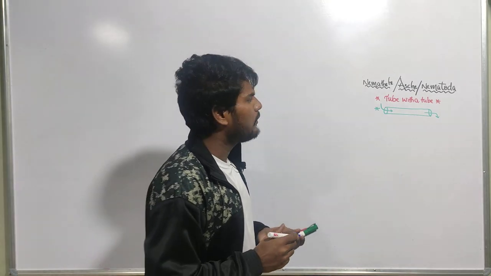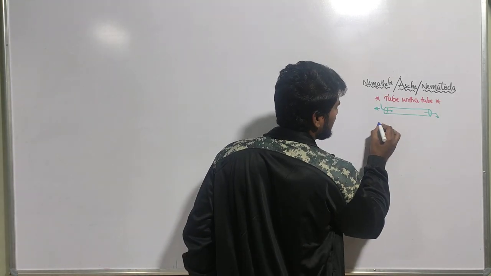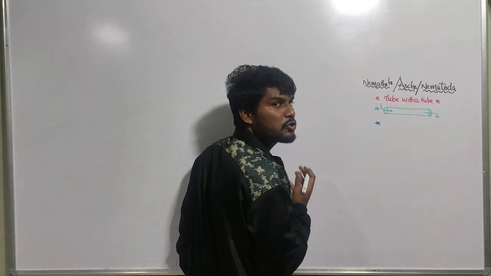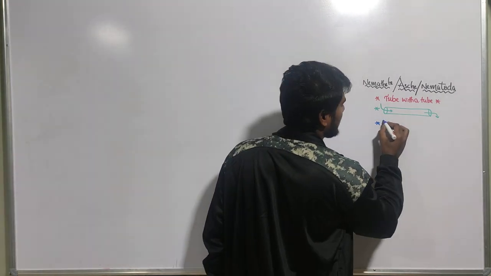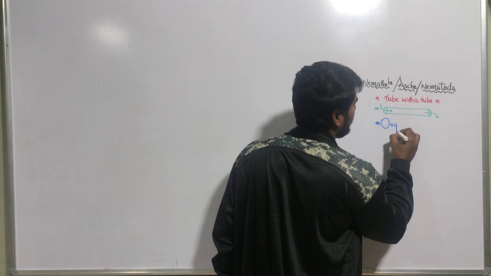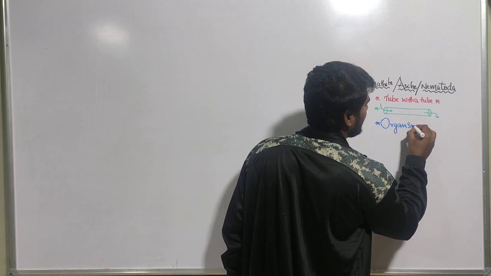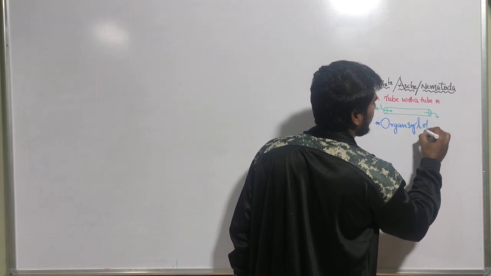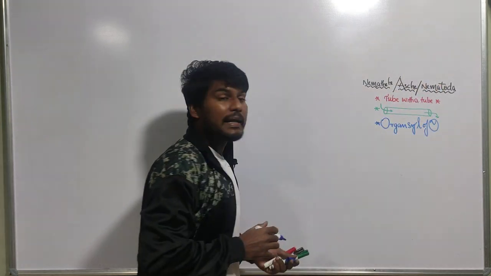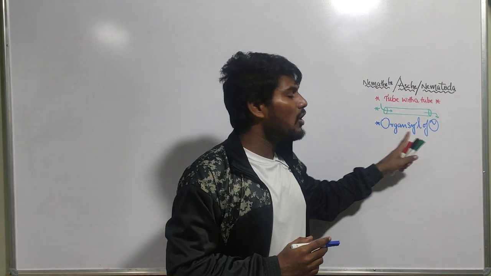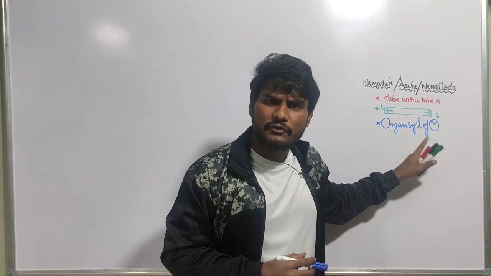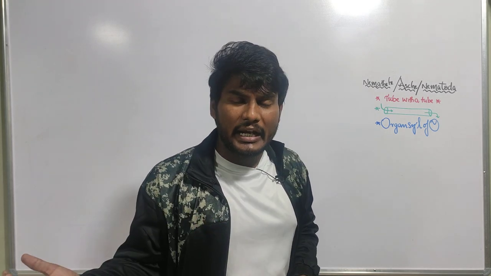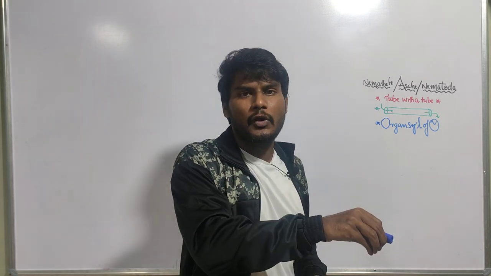Coming to general characters, as we discussed in the introduction, these organisms show which level of organization? Organ system level of organization. Yes, the first organ system level of organization appears here. The complete digestive tract and the organ system level of organization are seen from this phylum onward. In Platyhelminthes, it is organ level of organization.